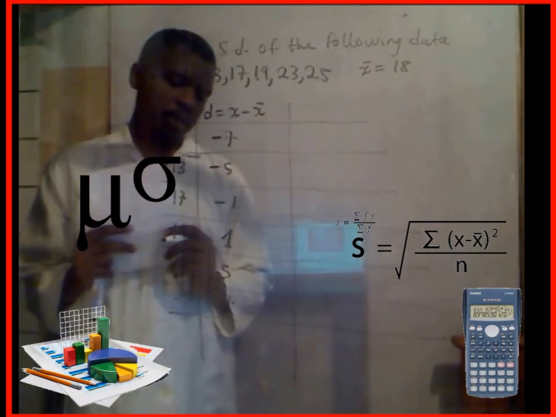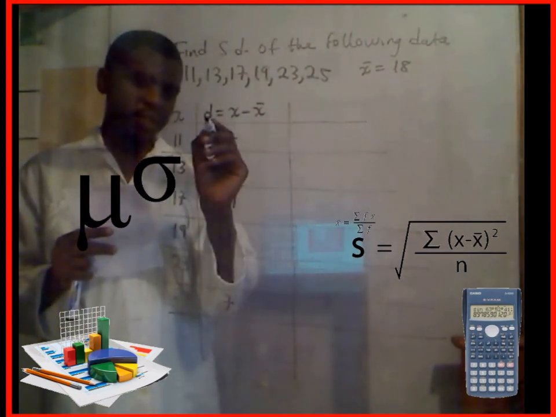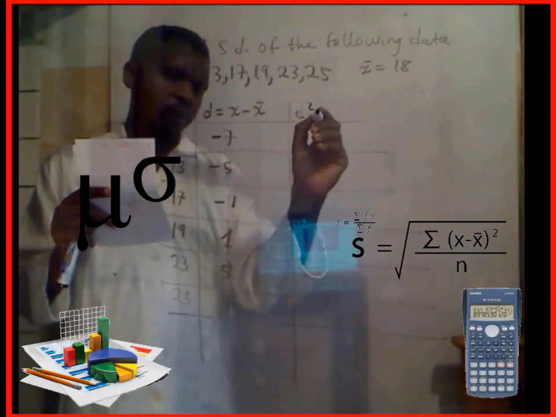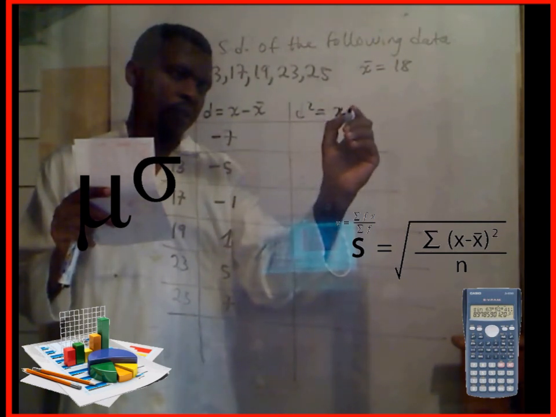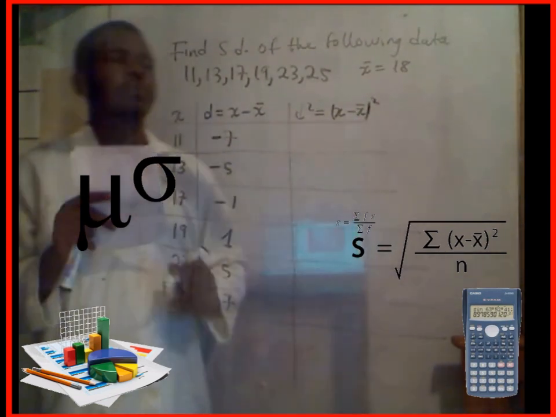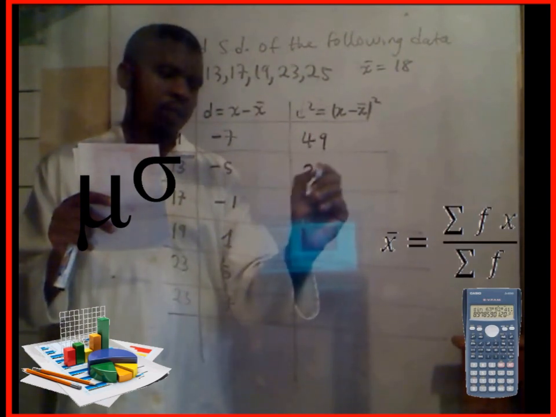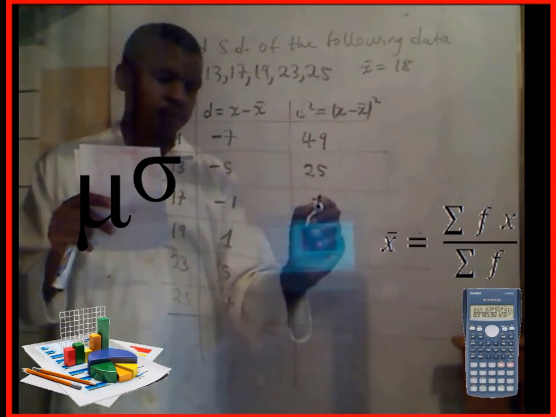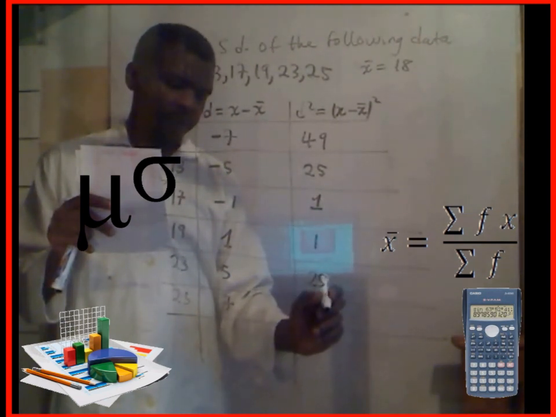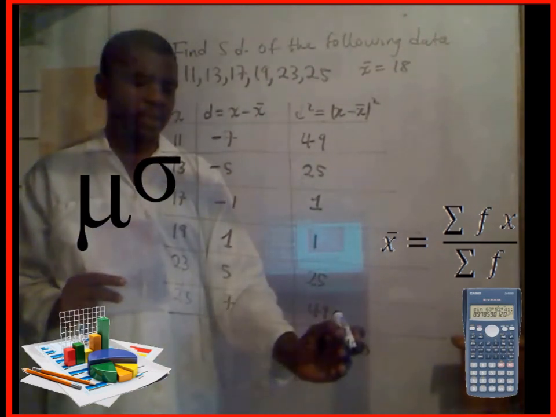The next parameter we have to calculate is the square. So we calculate the square of the deviation from x. We get what is called d square, which is equal to score minus the mean all squared. So I'll square this, which gives me 49, 25, 1, 1, 25, 49. The summation of this deviation gives us 180.